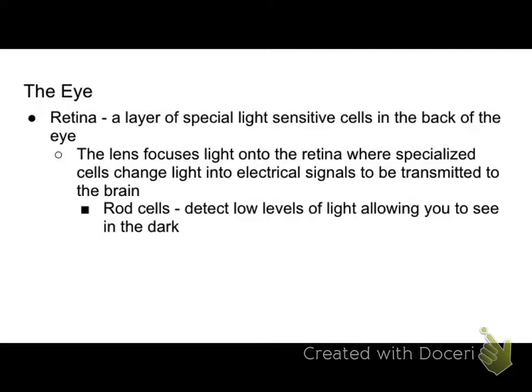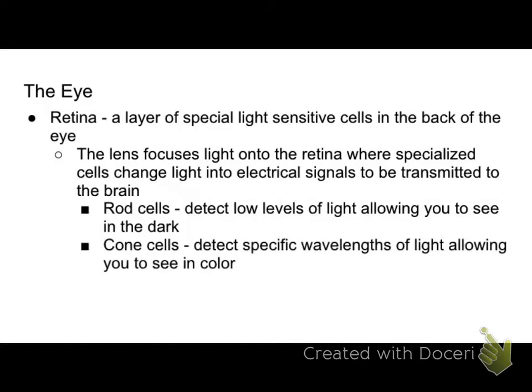Those cells are the rods. Rod cells can detect any level of light, even very, very little light, but they are unfortunately unable to detect color for you. So while they can allow you to see in the dark, that's why your night vision is largely in black and white.